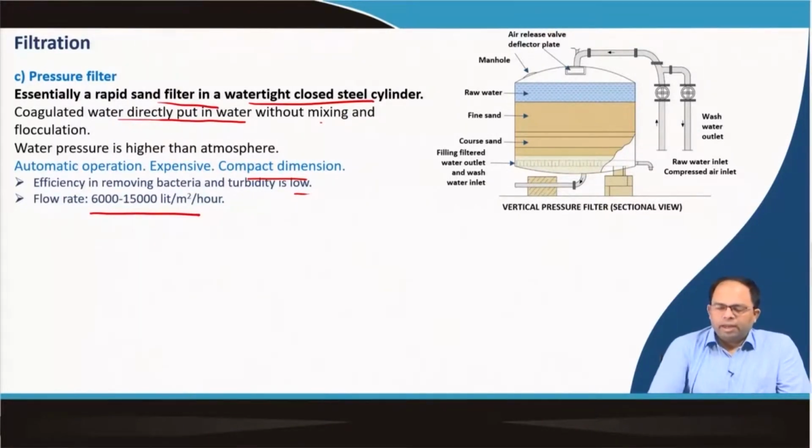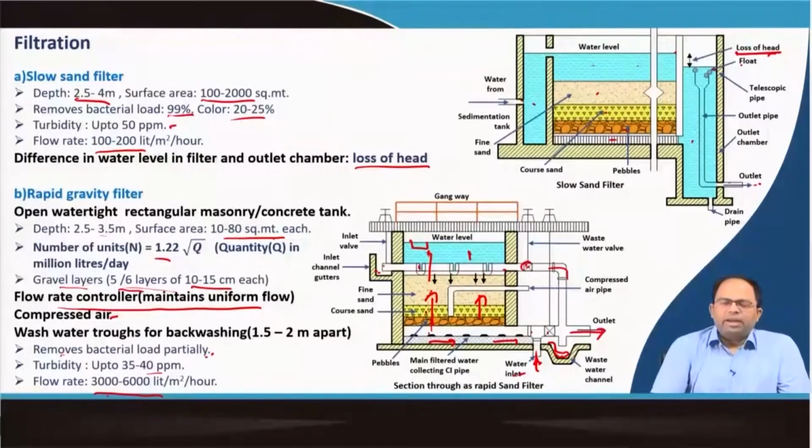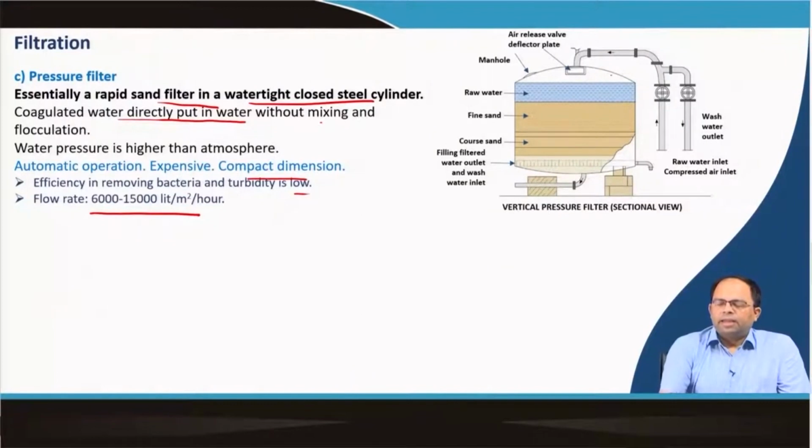So, in the earlier filter water was applied and we were depending on gravity for the water to come down. Over here water is applied at a pressure, and it is a pressurized chamber. So, water cannot go out, so it will come down. It is pressured through the sand layers and then it is taken out. So, the treatment level is lower, but the flow rate could be much higher.